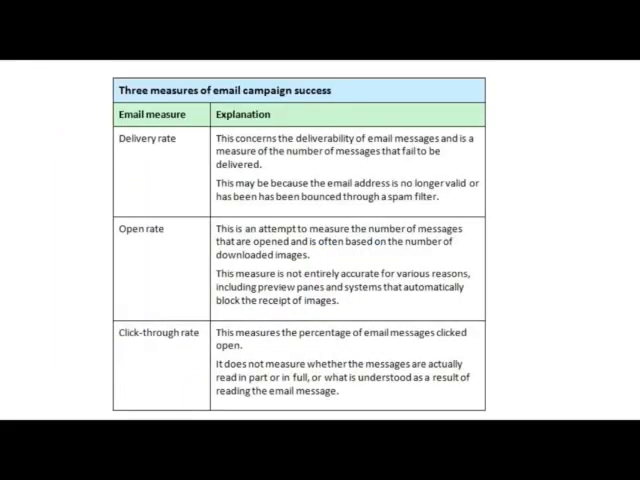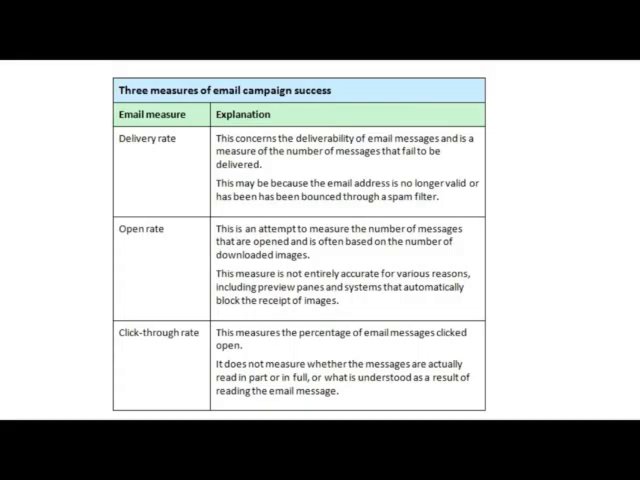So, three measures of email marketing success. Three key measures, the first being the delivery rate. This concerns the deliverability of the message into the inbox. So if you have a list of 100 people and the deliverability rate is 100%, that means 100% of people receive that email.